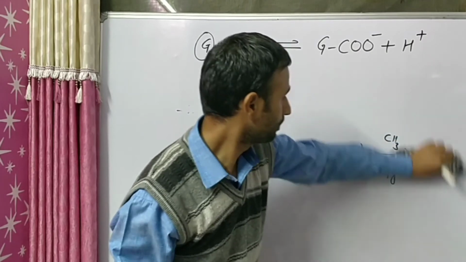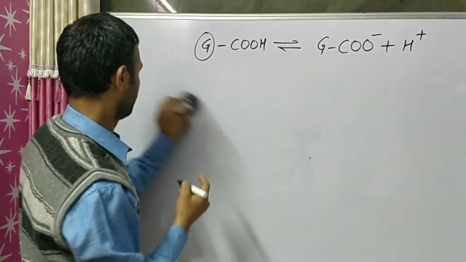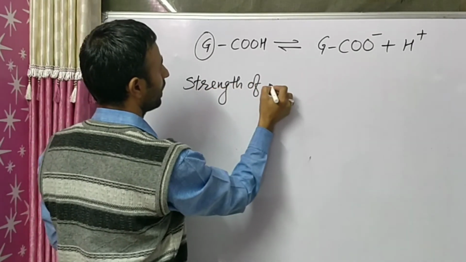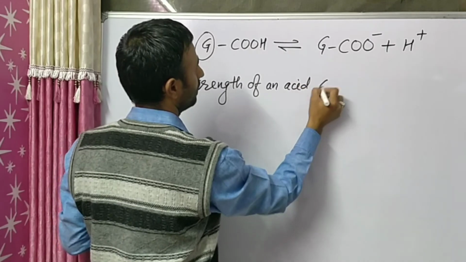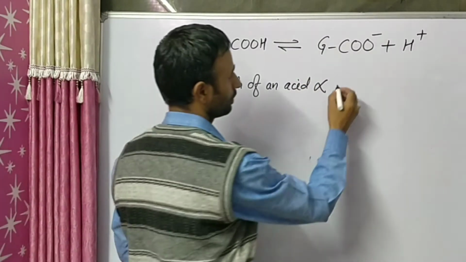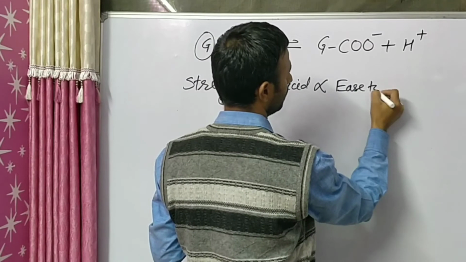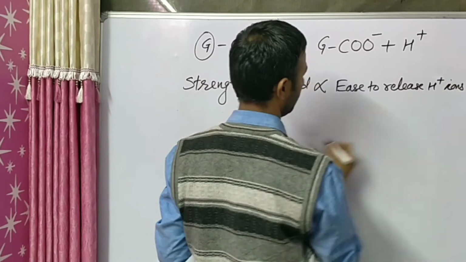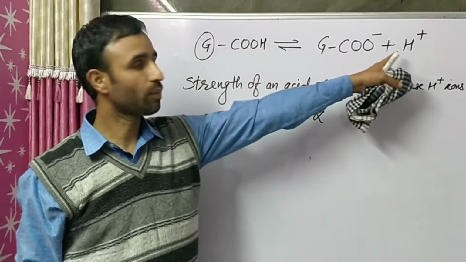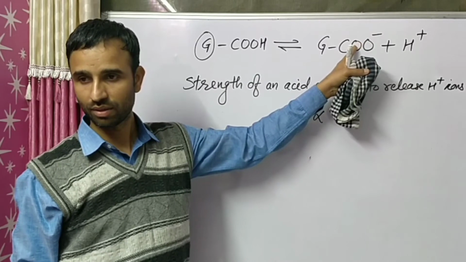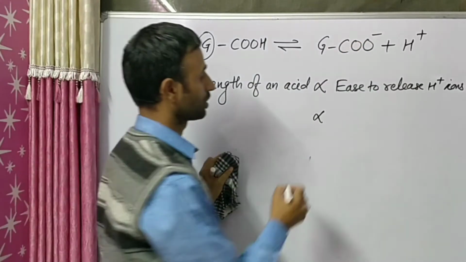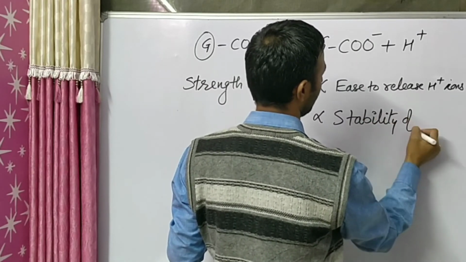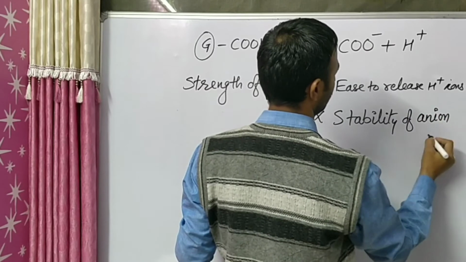Acidic strength. Strength of an acid is directly proportional to first, ease to release H plus ions. After release of H plus ion, what is left? Negative anion. So second is stability of anion formed.